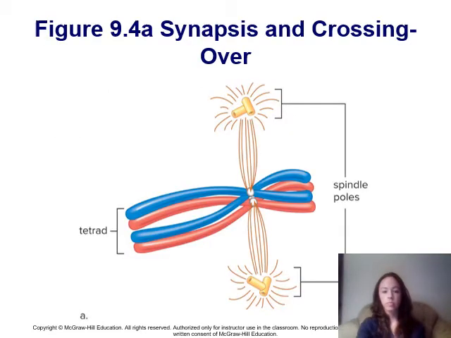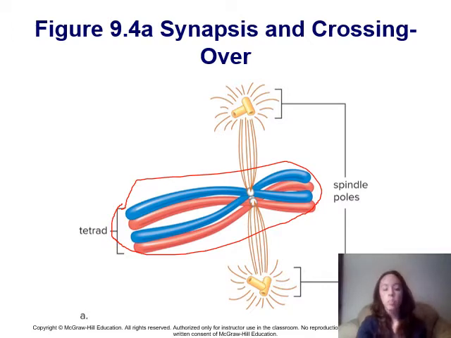So the blue chromosomes and the red chromosomes here are homologous chromosomes. The blue chromosome contains 2 sister chromatids that have identical DNA, and this is going to be the same for the red chromosome. Notice here that the 2 homologous chromosomes are right next to each other, forming our tetrad. And the whole process of the homologous chromosomes forming a tetrad is called synapsis.